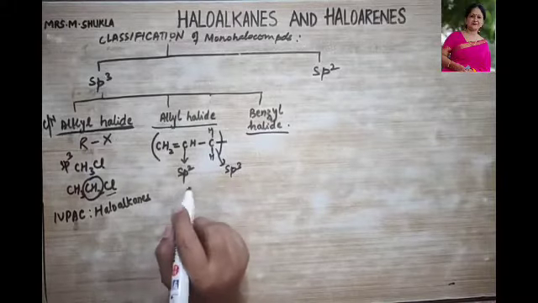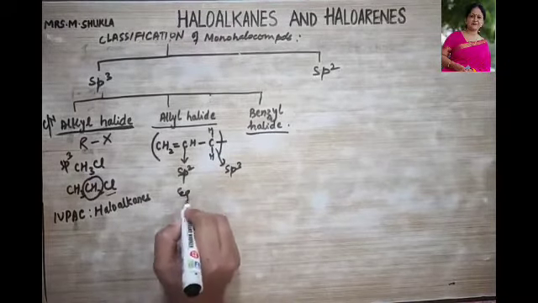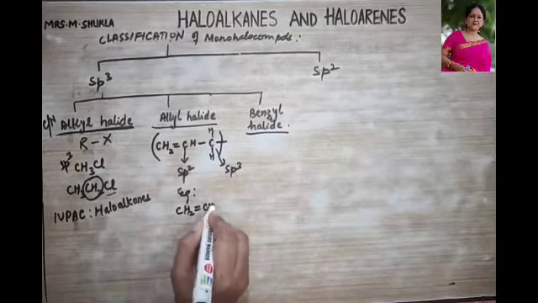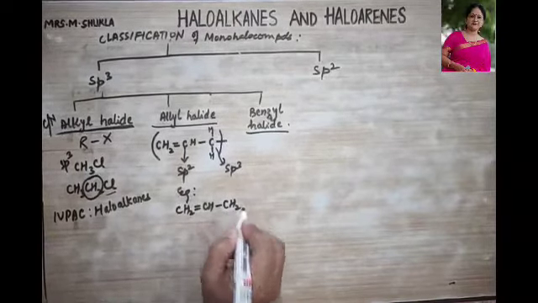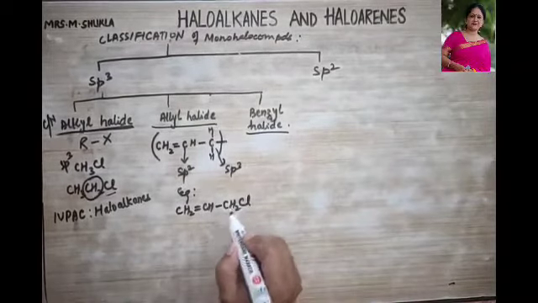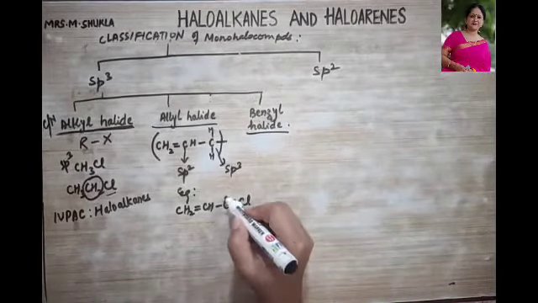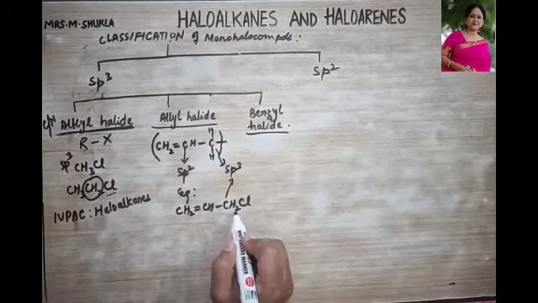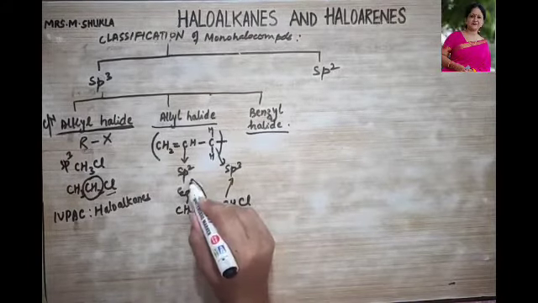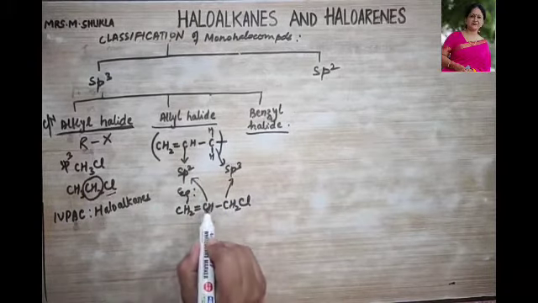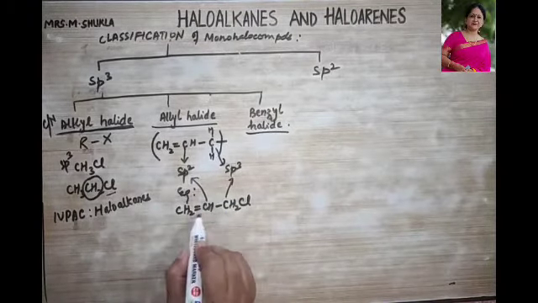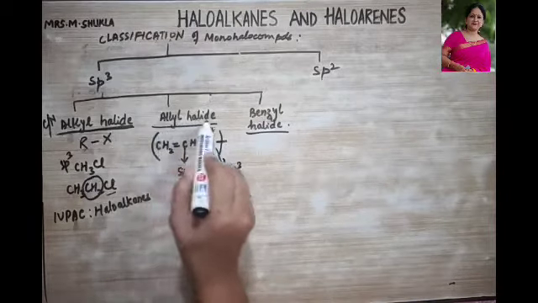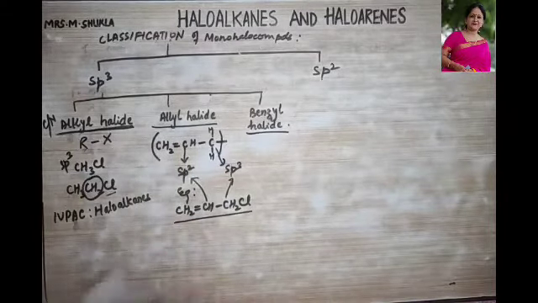Clear? For example, let's take CH2=CH-CH2Cl. Now look over here. This particular carbon shows Sp3 hybridization, and it is attached to the neighboring carbon which shows Sp2 hybridization. Such a compound is called allyl halide. I hope this is very clear.